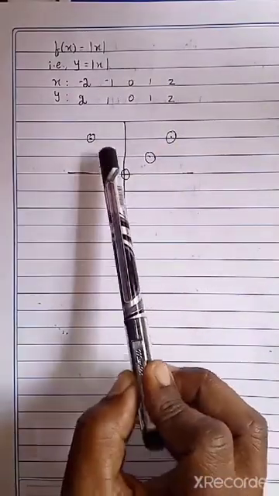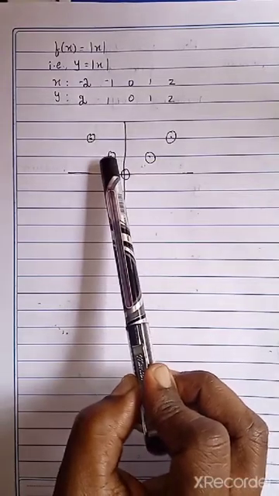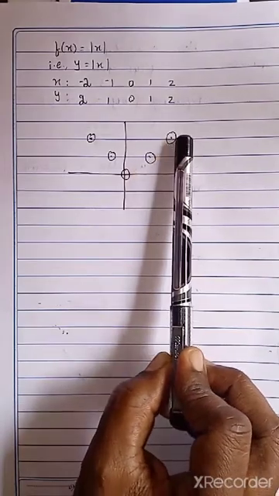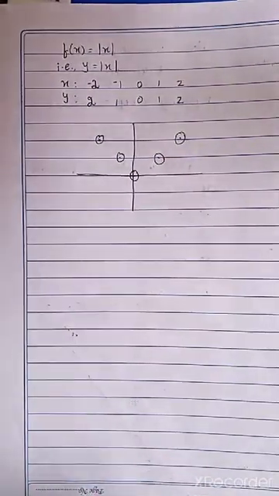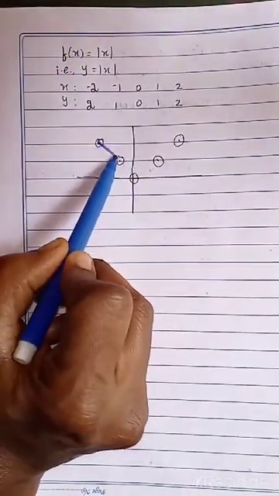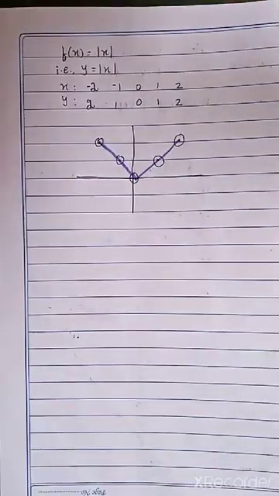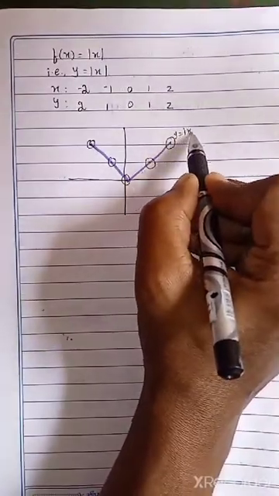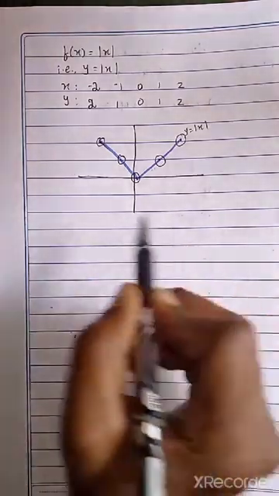So how can we draw minus 2 comma 2 here? Minus 1 comma 1 here. 0 comma 0. 1 comma 1. 2 comma 2. Is that right? After that you have to join the line, right? So the graph will be like this. This is your graph, y equal to mod x. Is that right? Okay.